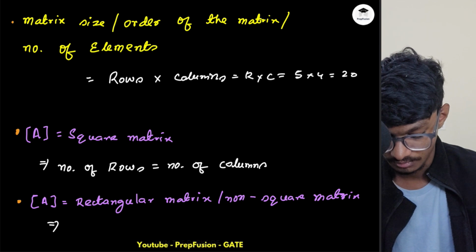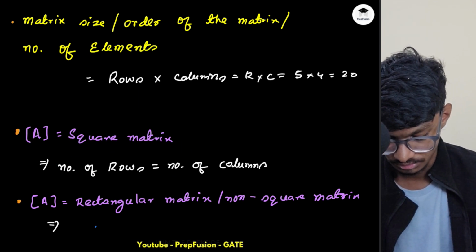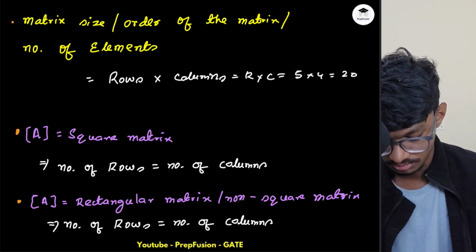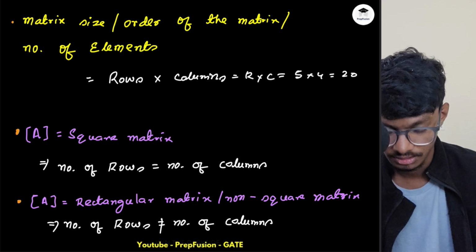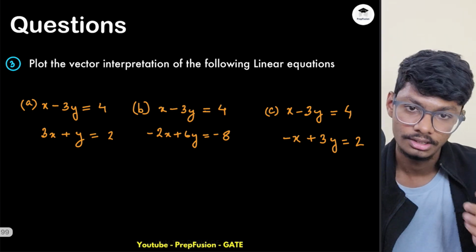So in this case, my number of rows will not be equal to my number of columns. They will not be equal. Okay, so these are the few definitions. I will come to matrices later on, but before that, let us do another question.